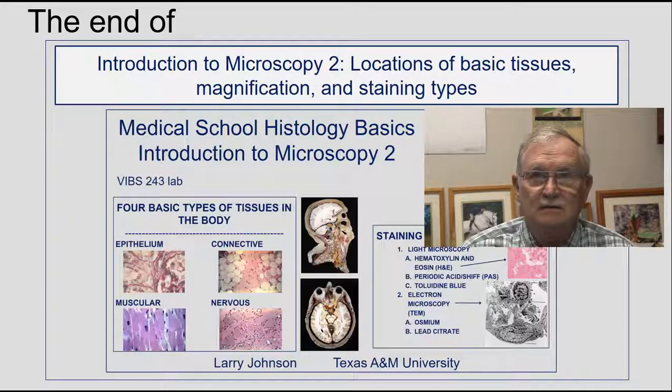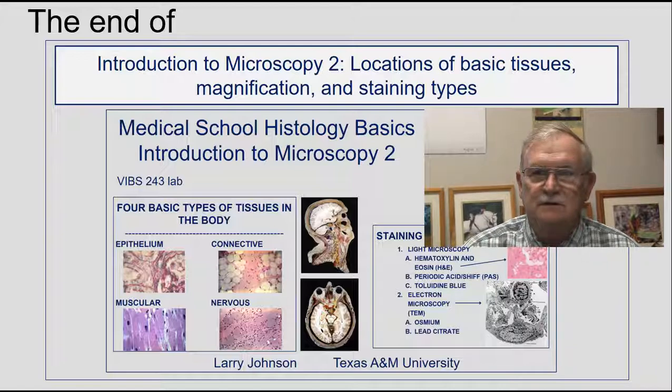That's the end of Introduction to Microscopy 2, locations of basic types of tissues, of magnification, and stain types.